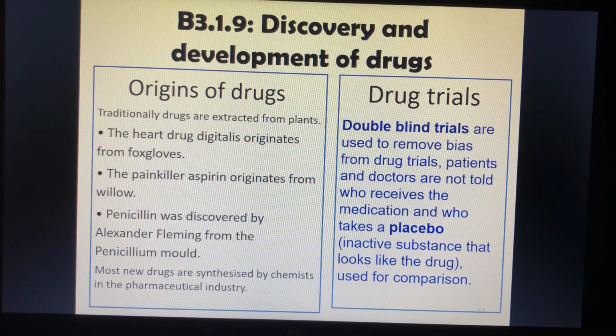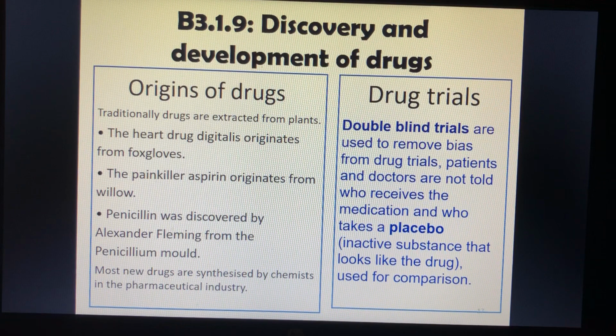Now we're going to talk about drug trials next. When we go into a drug trial, if the drug has been made by a particular company and they're going to do the drug testing, then they want to remove bias. They don't want to try and convince the volunteers that they have recovered better by having the drug. So some people will have the drug, some people will have a fake drug called a placebo, which looks like the drug but has no effect. It could be a sugar tablet or a sugar injection.